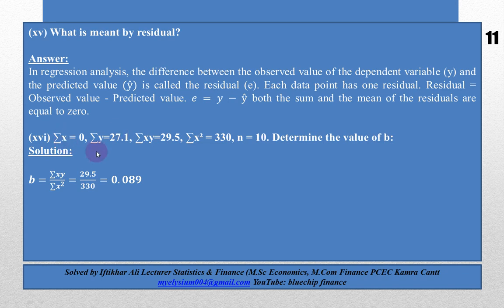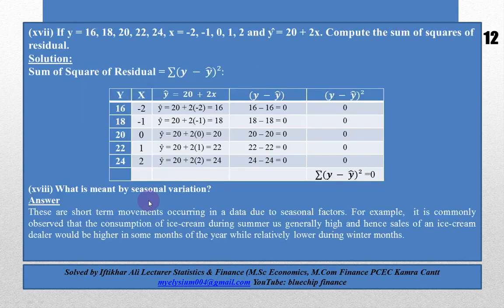This sort of question also appeared in the previous paper, where I told you that if sum of x equals 0, it means it is a question of time series. So in time series, beta is equal to sum of xy over sum of x square. So simply put the values into this formula and beta or slope will be equal to 0.089.